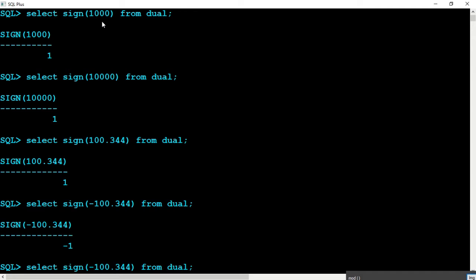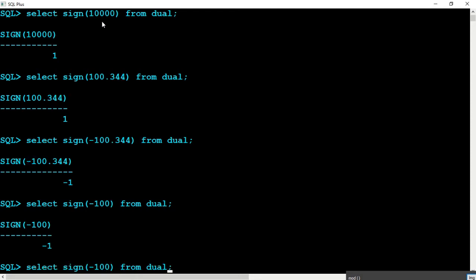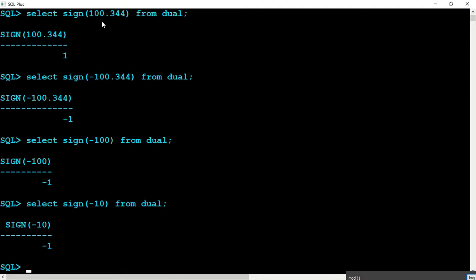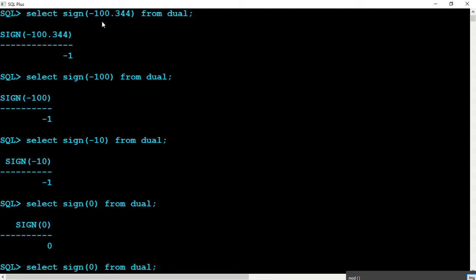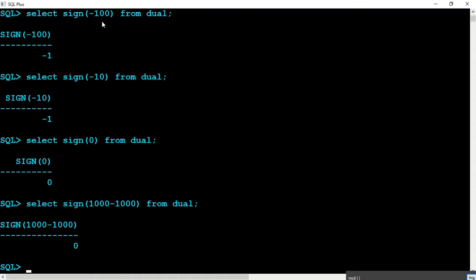If I give it as -100, it will give you -1. If I say -10, -1. But if it is 0, you will find 0. So if I say 1000 minus 1000, 1000 minus 1000 is equivalent to 0, right? So the output is 0.